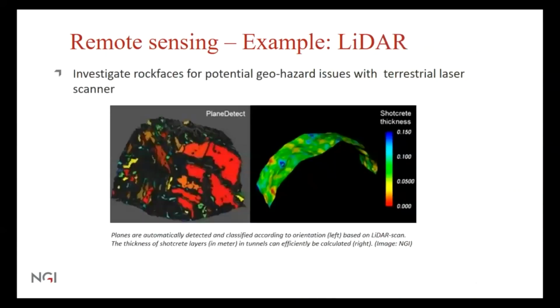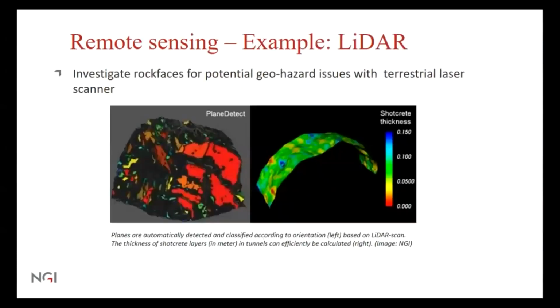This is an example about LiDAR, which is the other technology that I was introducing. This was a project in NGI where they investigated rock faces for potential geohazard issues with a terrestrial laser scanner. And as you can see in the process figures, the planes are automatically detected and classified according to orientations based on the LiDAR scan, and the thickness of surface layers in meters in tunnels can be visually calculated. It's shown in the figure on the right.